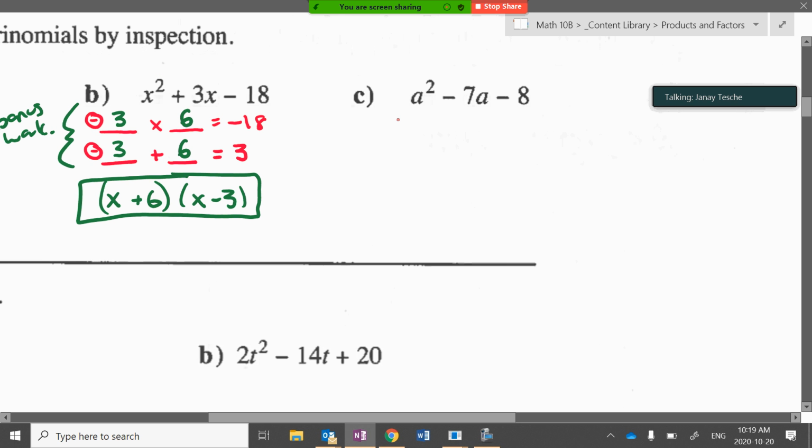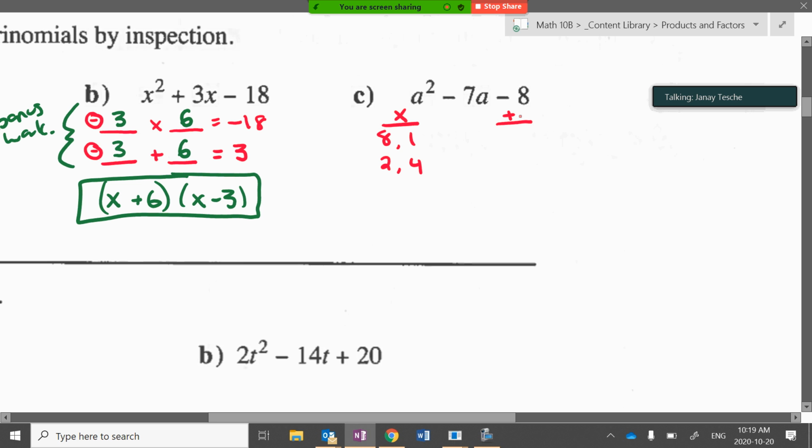Okay, this next one, I need two numbers that multiply to be negative 8. So if you don't want to write it that way, another strategy is to make like a little table. So my multiplication and then the addition. So 8, I could do 8 and 1, 2 and 4. One of them is going to be negative.